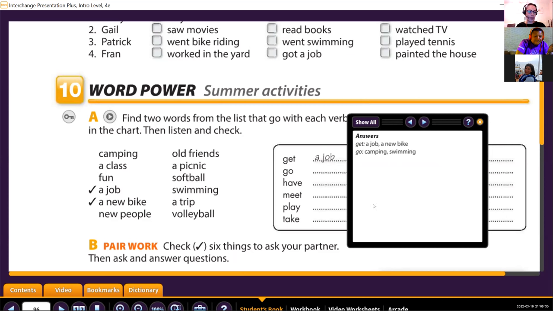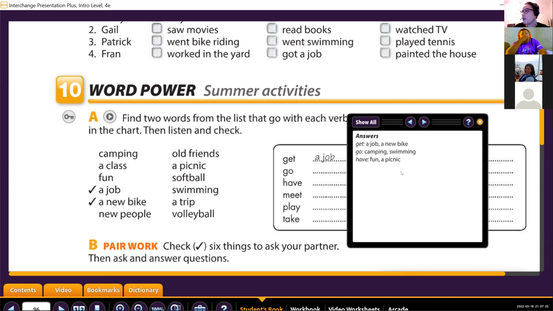Now, what about have? Do you remember the activities that go with have? A class. Have a class and the other option? Have a lunch. From this list? All friends. Remember meet, the meet. So we said have a class. Have a picnic. Let's see. Vamos a ver. No, it was have fun and have a picnic. Para decir divertirse es have fun. Have fun. And the other one is have a picnic.